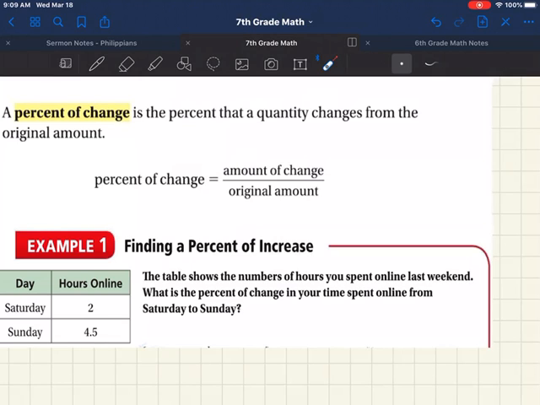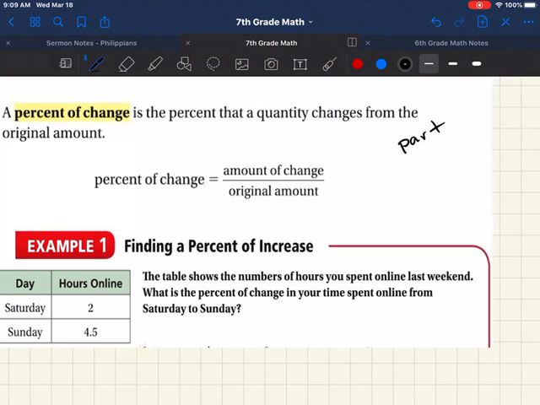So if you went from 10 hours average per week before the school closings, and now you're at 15, there is a percent increase from 10 to 15. That's different than what we've been learning. So a quick recap. So far we've learned how to find the part, whole, and percent in two different ways.